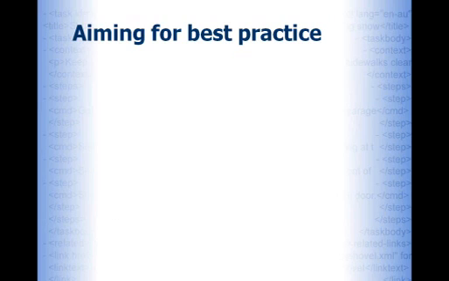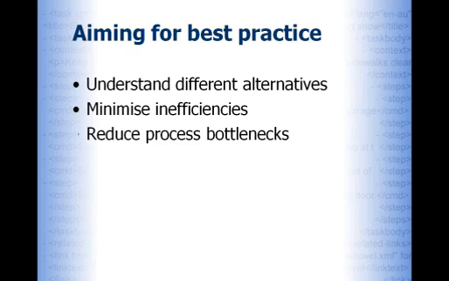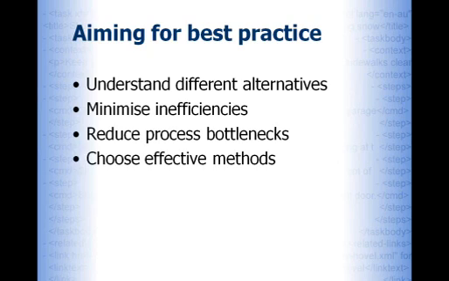When we do aim for best practice, the principles that we should be adopting is that we should understand different alternatives. So we should understand what's possible. We should minimize inefficiencies, so not remove them, because that's impossible, but we should minimize them, and likewise reduce any process bottlenecks. We should choose the most effective methods that we can, that are practical for us, and we should standardize.